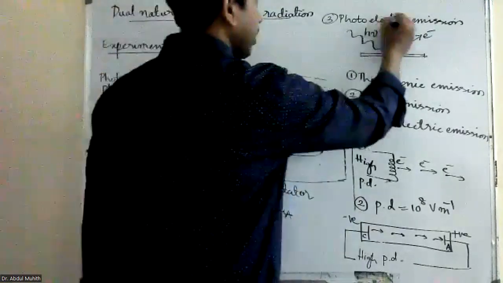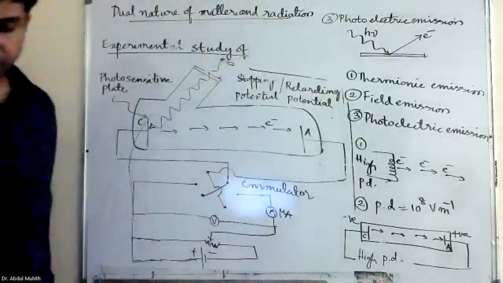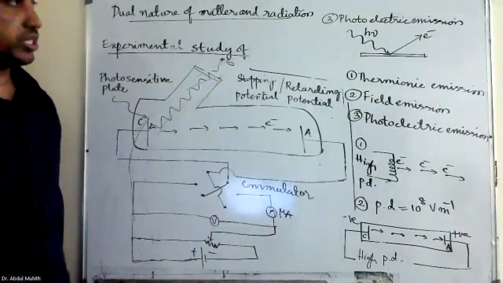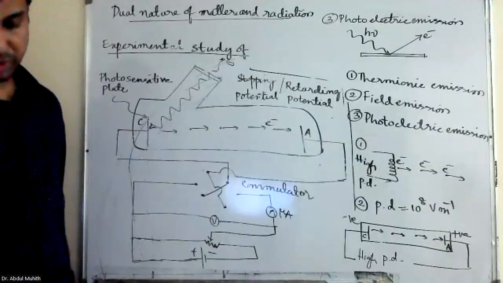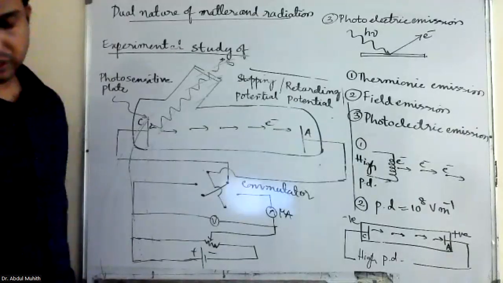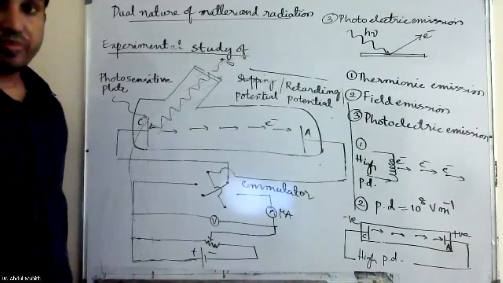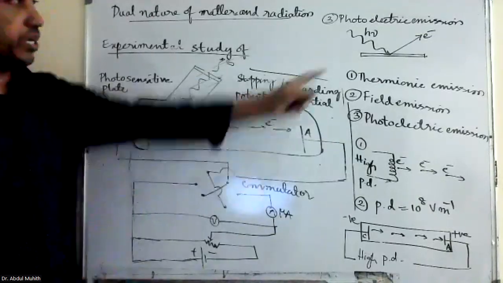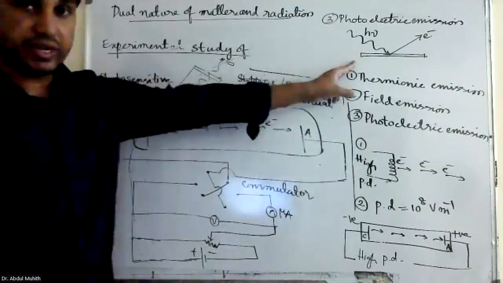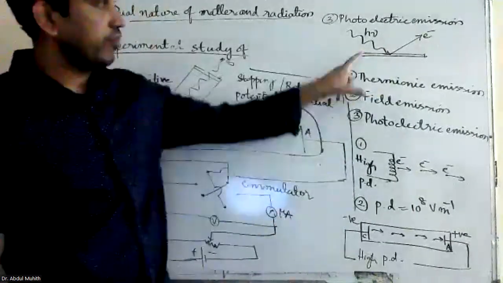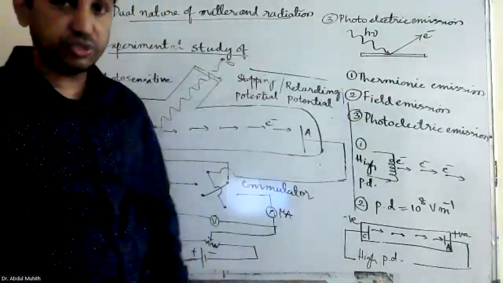Is that clear? Once again, when light is made to be incident on this plate, electrons are ejected out. This phenomenon is known as photoelectric emission. This was first explained by Hertz, then Lenard, then continued with Albert Einstein. This phenomenon is known as photoelectric effect or emission, the electron is known as a photoelectron, and the surface is known as a photosensitive surface.